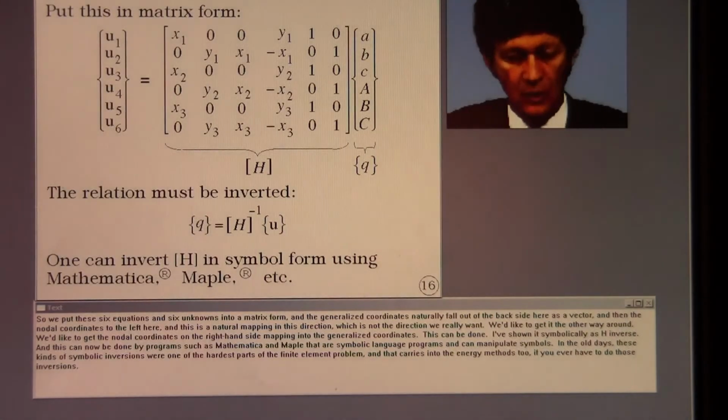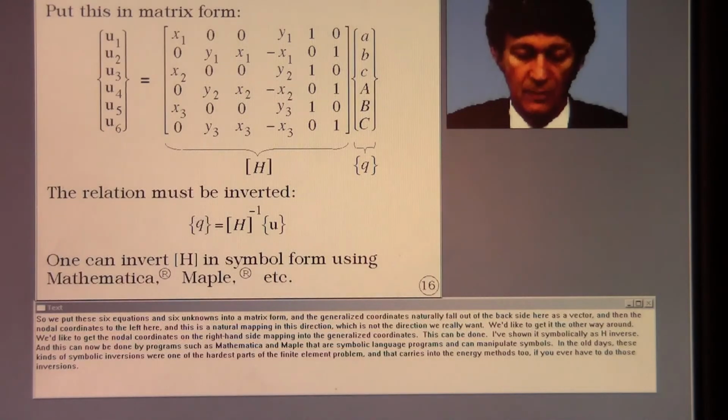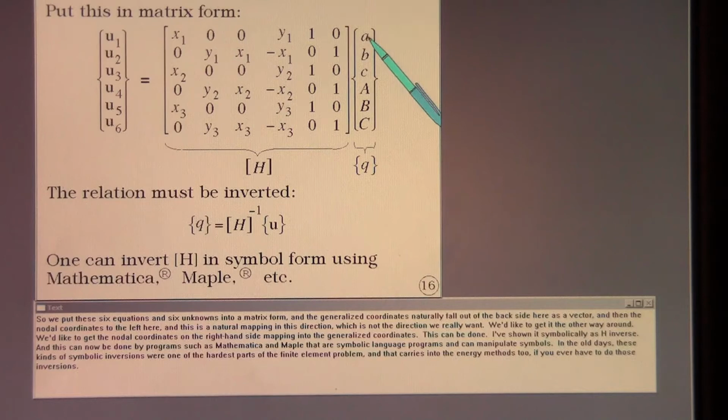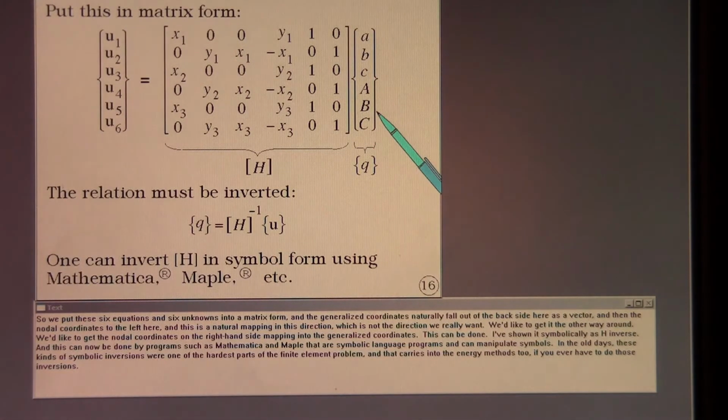So we put these 6 equations in 6 unknowns into a matrix form, and the generalized coordinates naturally fall out of the backside here as a vector, and then the nodal coordinates to the left here. And this is a natural mapping in this direction, which is not the direction we really want. We'd like to get it the other way around. We'd like to get the nodal coordinates on the right-hand side mapping into the generalized coordinates.